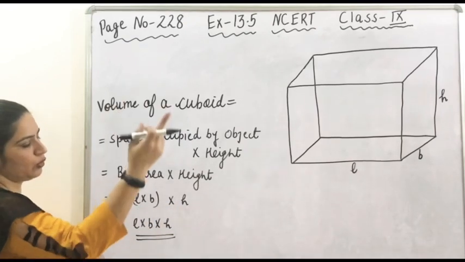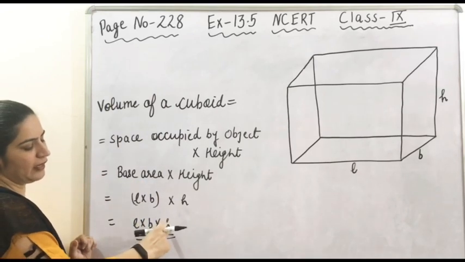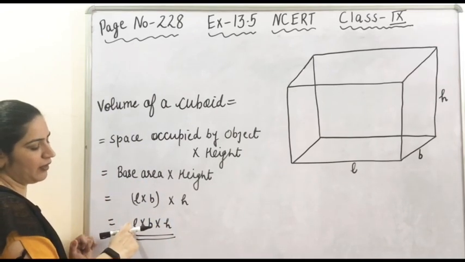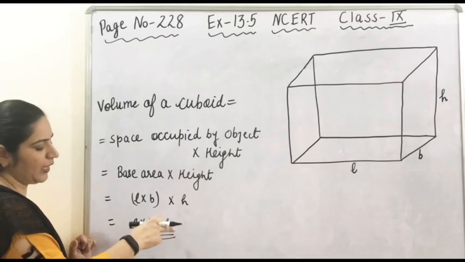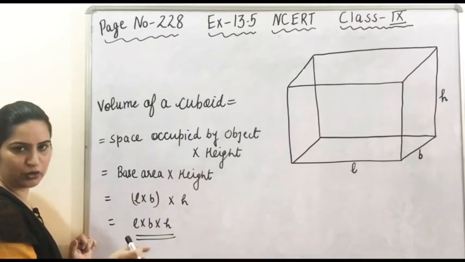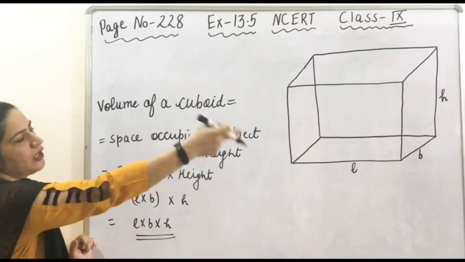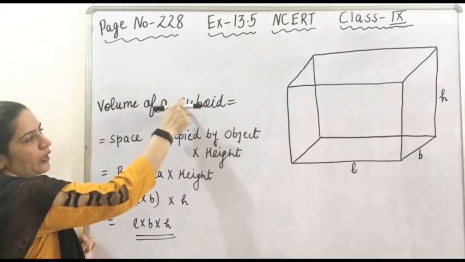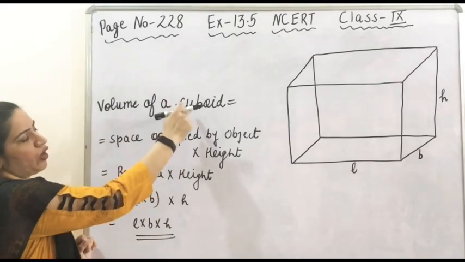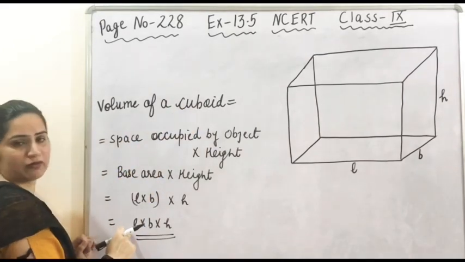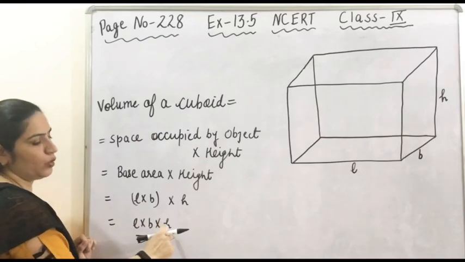If we have to find the volume of the cube, then we replace B and H by L, then it will be L into L into L, which is L cube. L cube will be the volume of the cube, but this exercise 13.5 is based on the cuboid, so you have to learn the formula for how to find the volume of the cuboid. Volume of the cuboid is L into B into H.